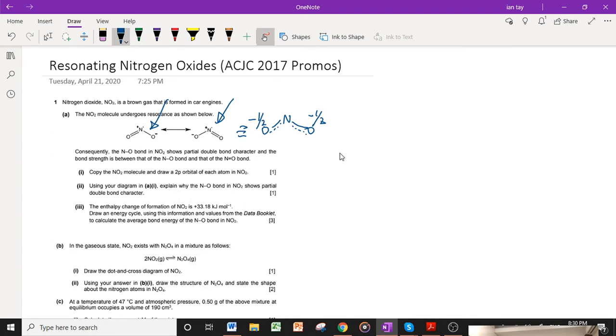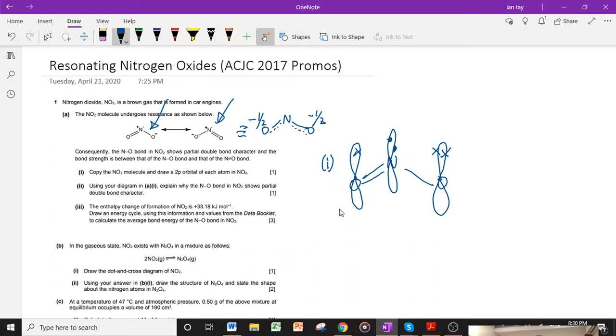let us draw the structure of one particular resonance contributor first, because that's so much easier. We note that the nitrogen atom is a radical, and so there's an unpaired electron over here. And so what is the hybridization? The hybridization is sp2, with a p orbital on the nitrogen overlapping with the oxygen atom to form a pi bond, and then the oxygen atom also stores a lone pair in the p orbital.